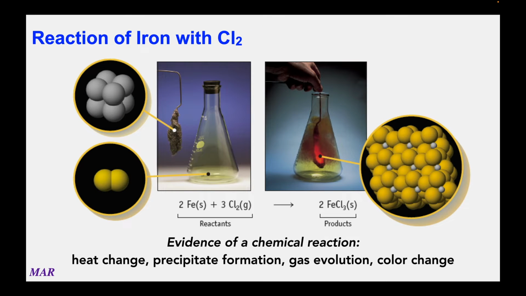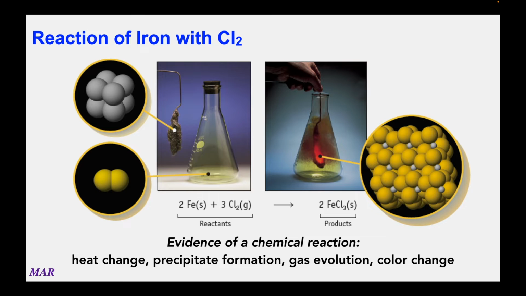This reaction shows iron and chlorine coming together to make iron(III) chloride. And you can see once again, iron is a solid, chlorine is a gas, and you're making iron(III) chloride, which is a solid, kind of that orange solid that's hovering there around the reaction.